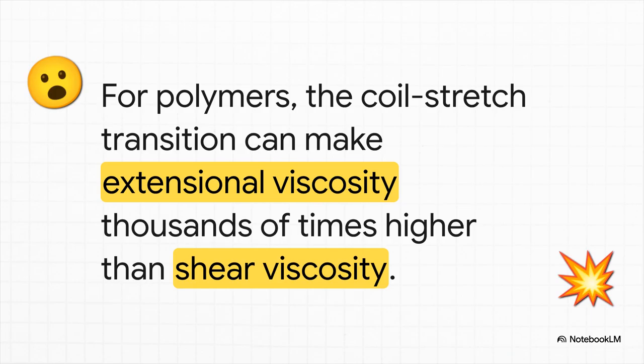Now, for a simple fluid like water, the difference between these two isn't a huge deal. But for polymers, it's a whole different ballgame. When you put a polymer under extensional flow, those long, tangled-up molecular chains are forced to uncoil and stretch out, and that creates a ton of resistance. This is something called the coil-stretch transition, and it can make the extensional viscosity literally thousands of times higher than the shear viscosity. It's a game changer for things like fiber spinning.